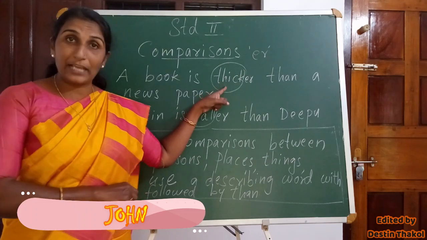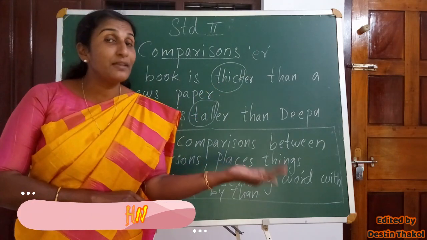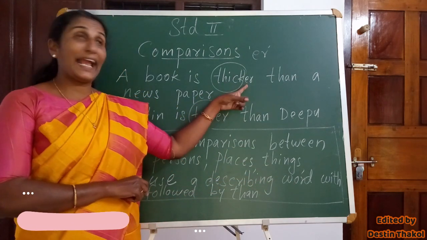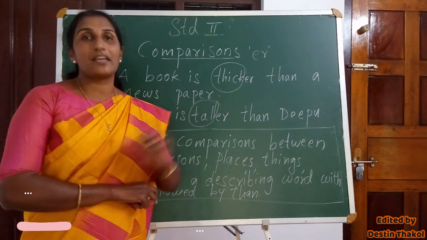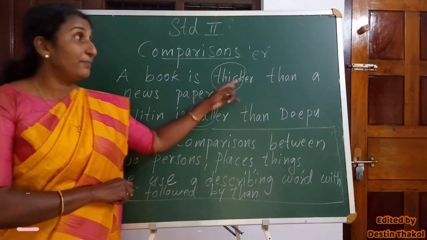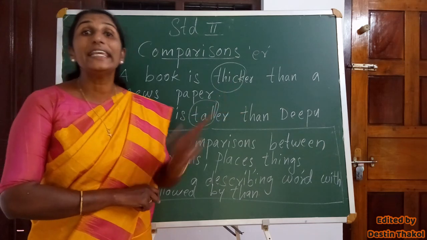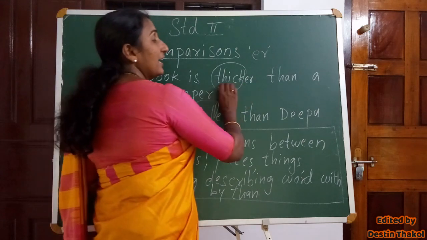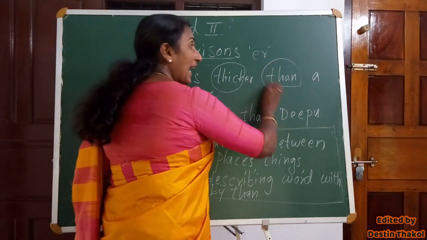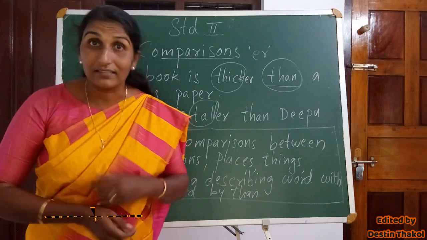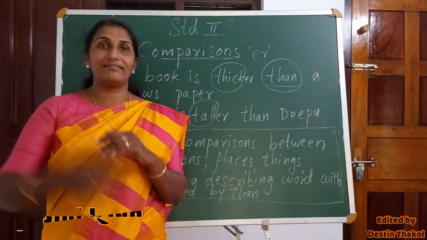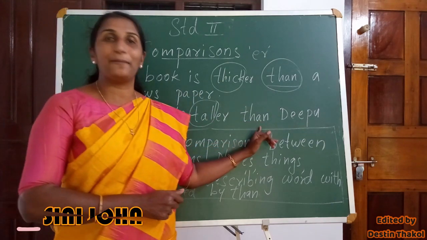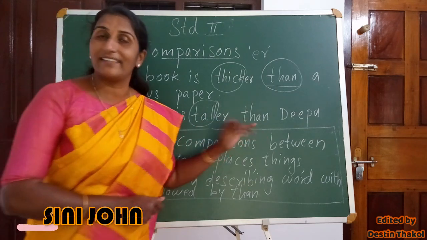So this is the describing word we learned in the previous class, right? So thick, then adding er to this describing word. What do we add to the describing word? We add er. So thicker. Then followed by this describing word we add than. What is this? Than. Thicker than. Here also we can see the same. Taller than.